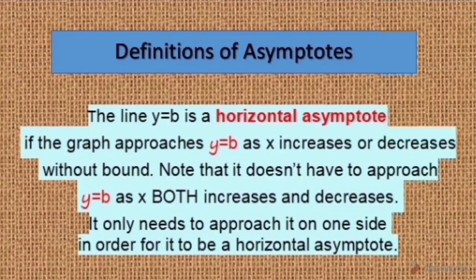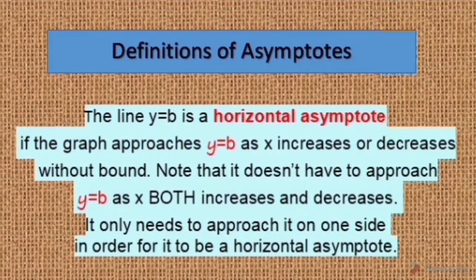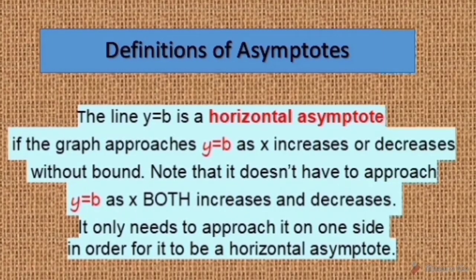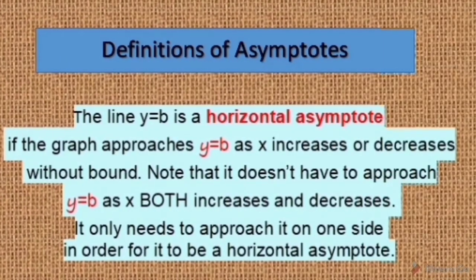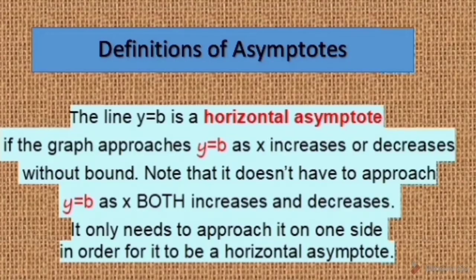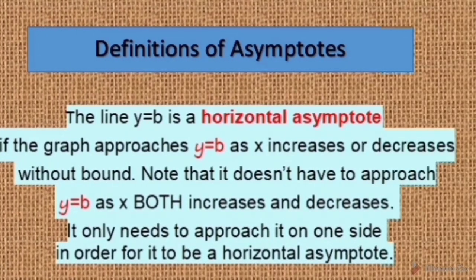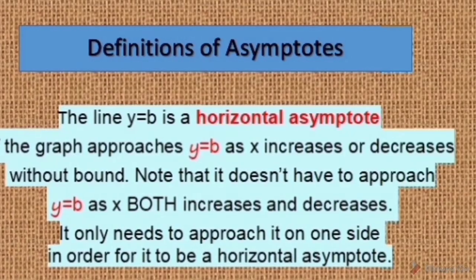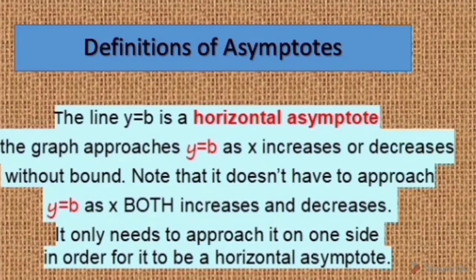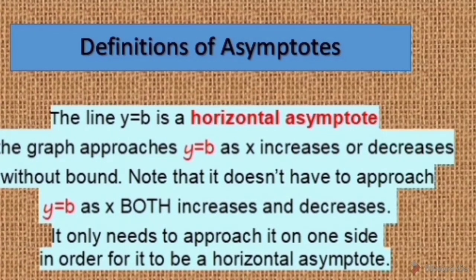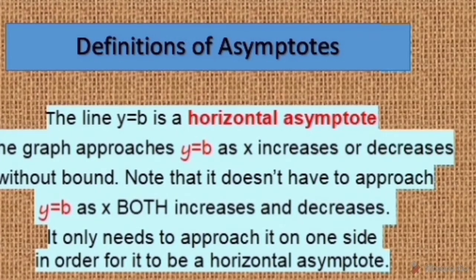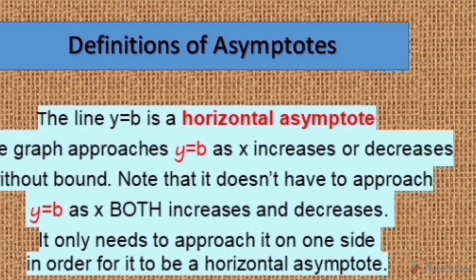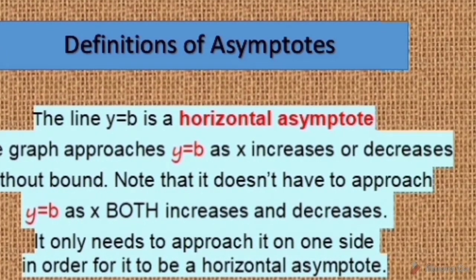Definition of asymptotes. The line y is equal to b is a horizontal asymptote if the graph approaches y is equal to b as x increases or decreases without bound. Note that it doesn't have to approach y is equal to b as x both increases and decreases. It only needs to approach it on one side in order for it to be a horizontal asymptote.